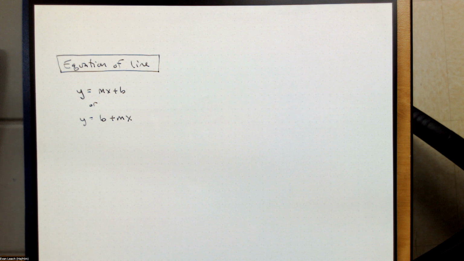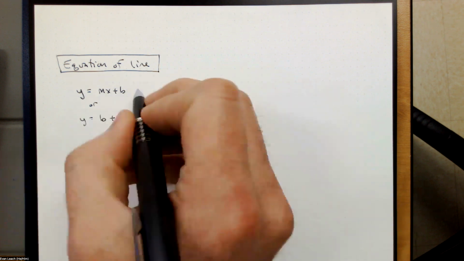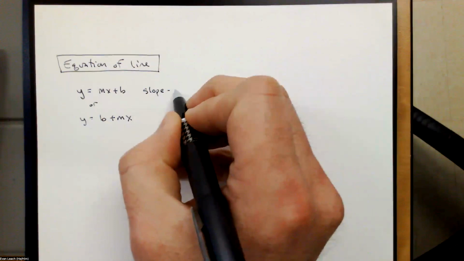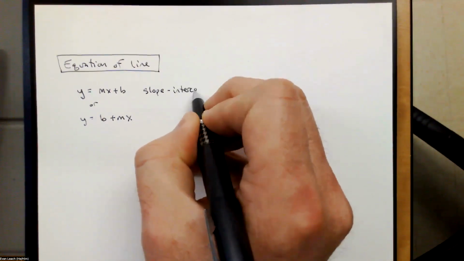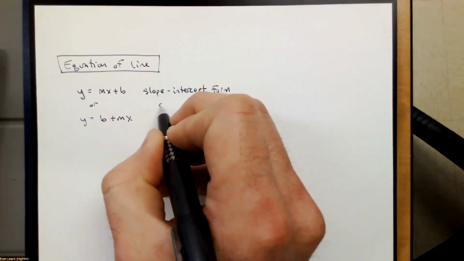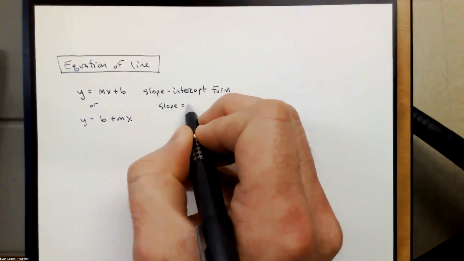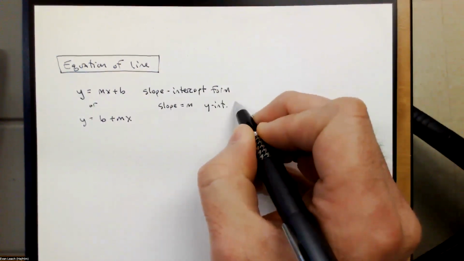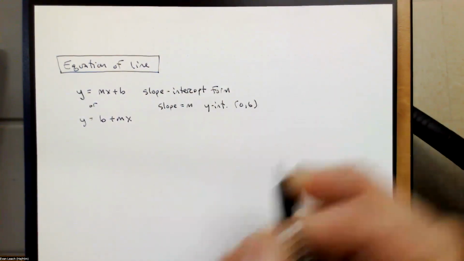But that's beside the point. I didn't bring my soapbox today. I need to shut up. This is called the slope-intercept equation, or slope-intercept form, because we have a slope of m, and we know the y-intercept is (0, b).